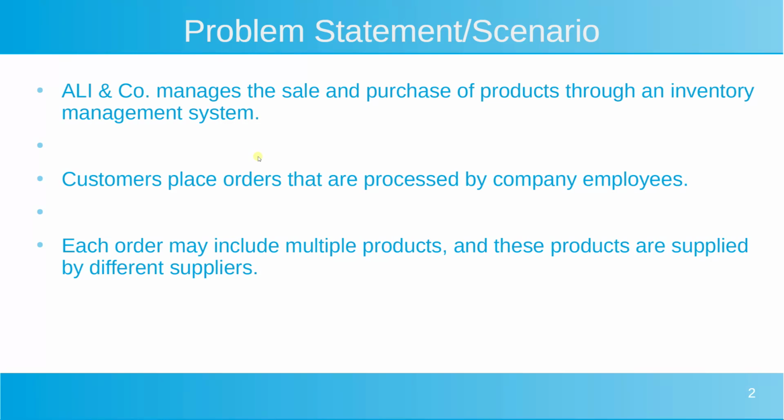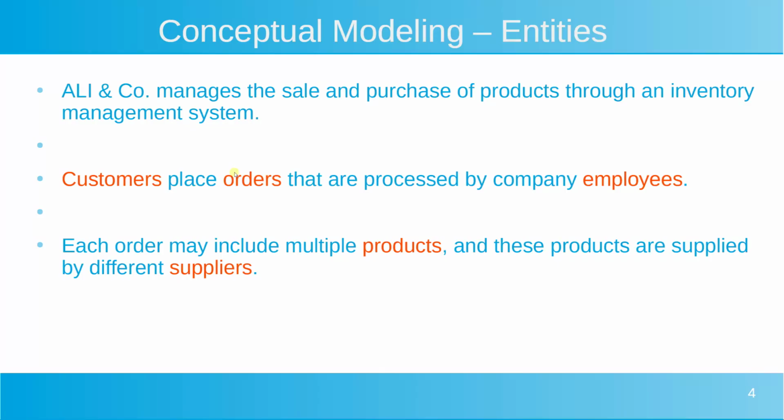The first step in conceptual data modeling is to identify all those entities which take place in this project. Entities can be identified by looking into the description and extracting the nouns. Customer places order, so customer and order. Processed by the company employee, employee is a noun. Order includes multiple products, so order and product. Products are supplied by supplier. So these are customer, order, employee, product, and supplier. These are the entities. So the first step is to identify all these entities.